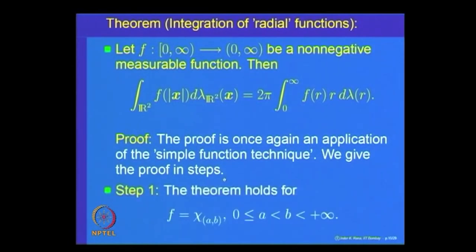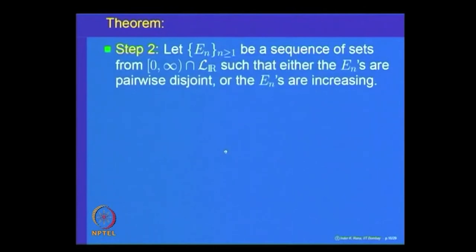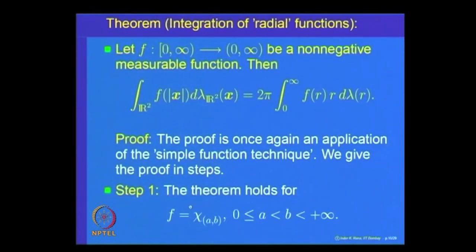So, let us look at the first step, when this function f is the indicator function of an interval (a, b), where (a, b) is an interval in the non-negative part of the real line, so a is less than b and bigger than 0. When f is the indicator function, let us compute both sides and see what it looks like. Here is the indicator function on 0 to infinity, so it will give you only a to b.